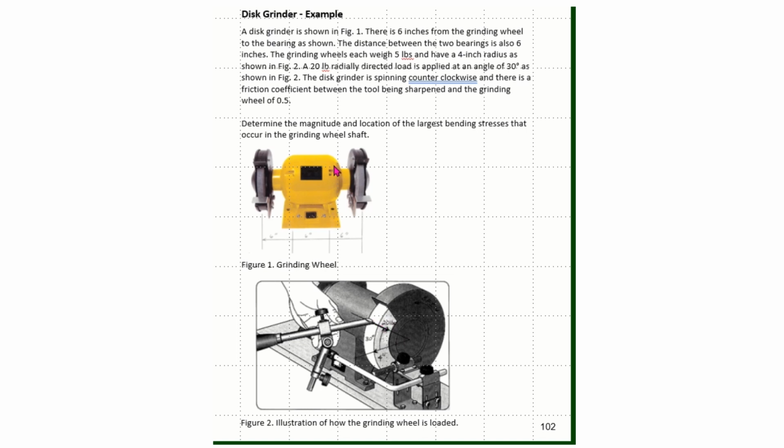So what we've been asked to do is determine the magnitude and location of the largest bending stresses that occur in the grinding wheel shaft. So we need to determine where the largest stresses occur in this shaft that goes between the two grinding wheels. To do that, the first thing we want to do is draw a free body diagram of this grinding wheel and make sure we understand the forces that are being applied to our system.